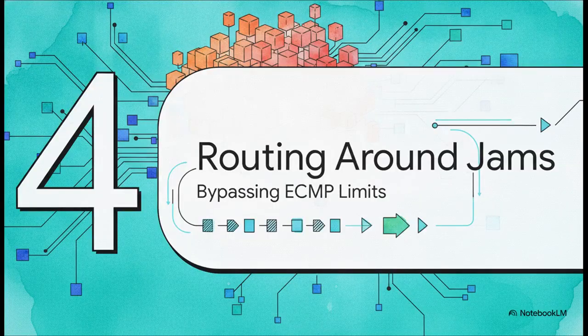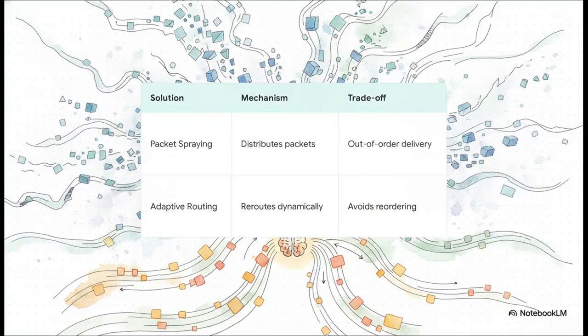Section 4, routing around traffic jams. Since polarization is basically a statistical inevitability in a large GPU cluster, we have to bypass standard ECMP. Network architects generally look at two modern choices to route around these jams.